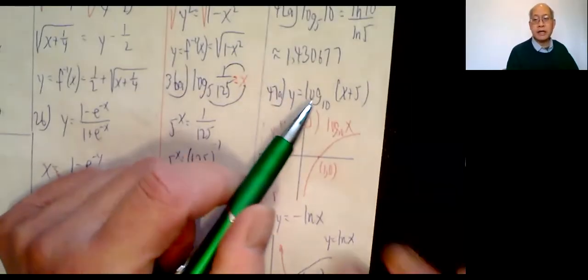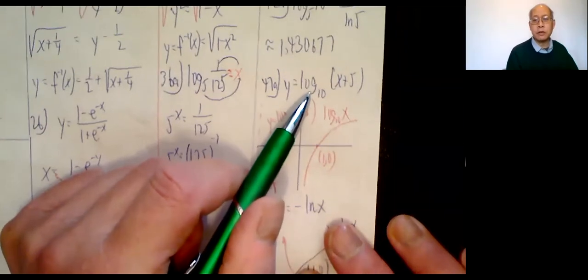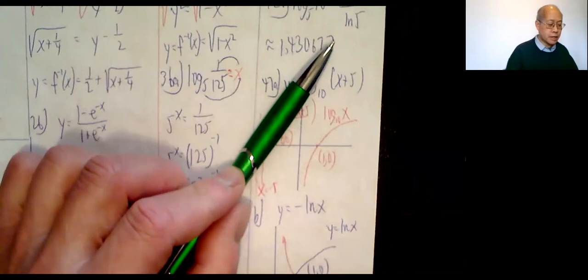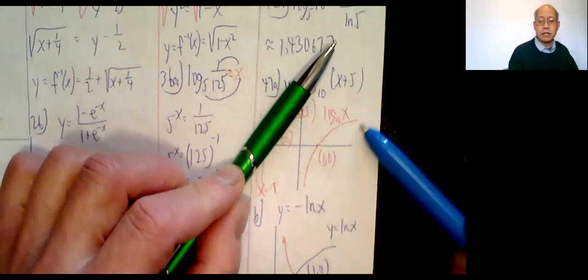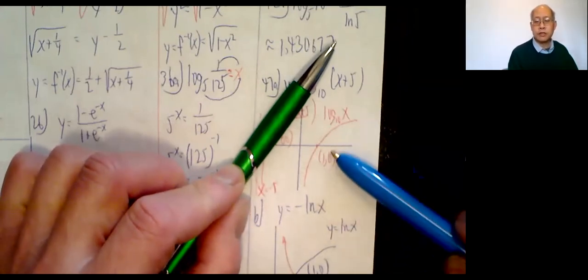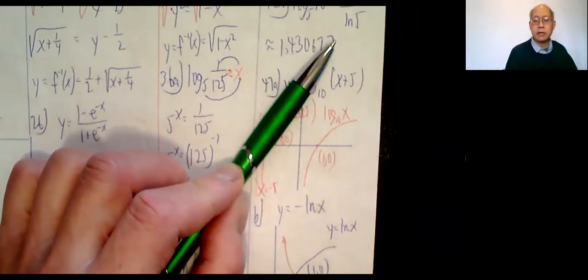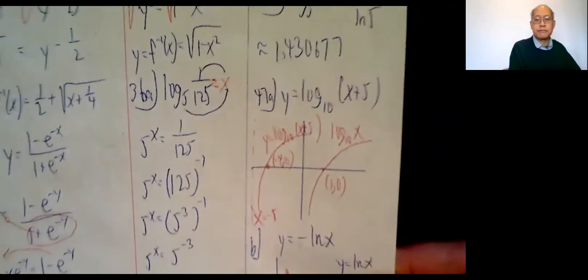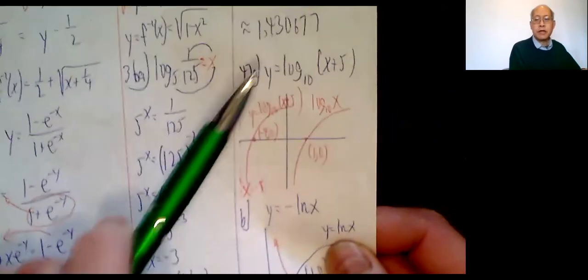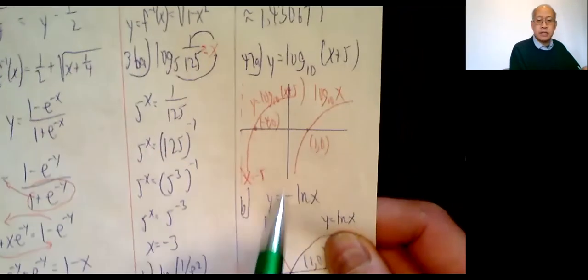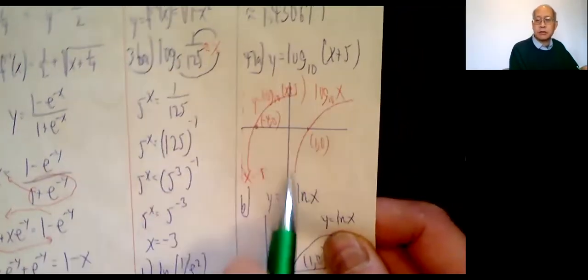Okay, log base 10 of x plus 5. All the log functions tend to look something like this, a very rough sketch. They all go through 1, 0. Remember that the exponential functions all go through 0, 1. So this one goes through 1, 0. That's log base 10 of x, and the asymptote is the y-axis, which is x equals 0.